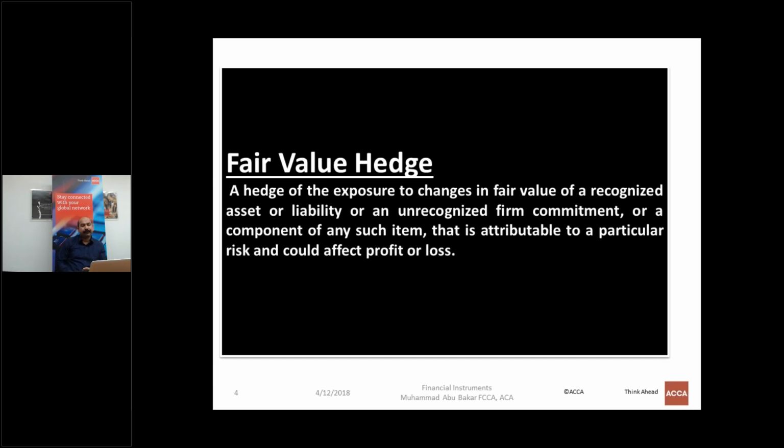Okay, we were discussing fair value hedge. When you require a fair value hedge, something you can learn from this definition, like you can see that the asset is already there on your balance sheet, the liability is already there on your balance sheet. You already have a commitment, something which is fixed. When you want to hedge something which is fixed, that is your fair value hedge.